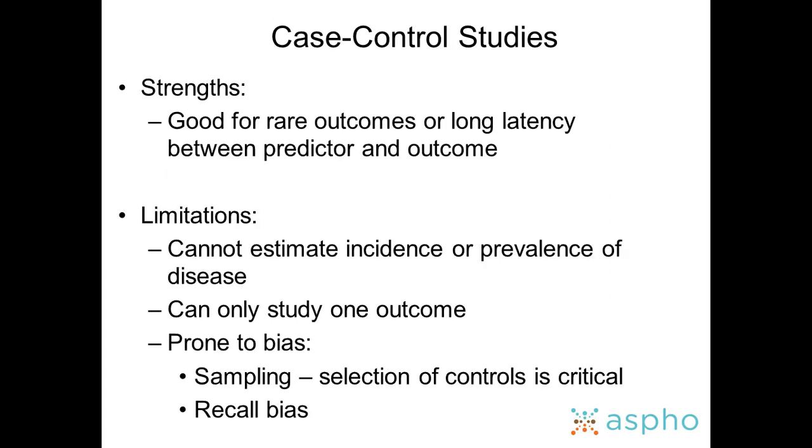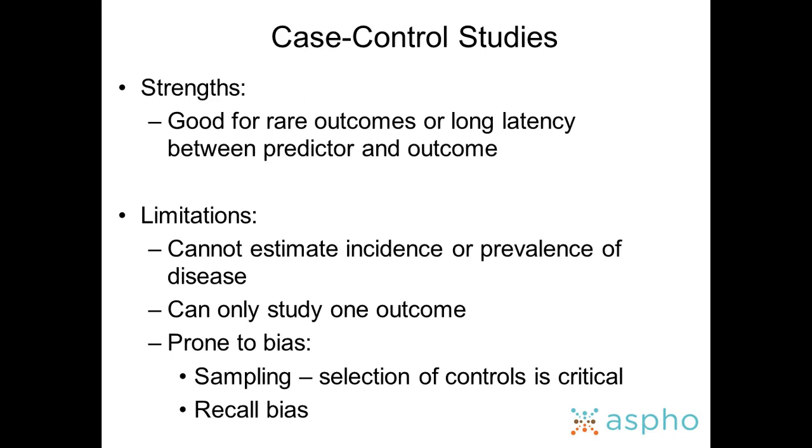So the strength of a case control study is it's good for rare outcomes. So infant ALL is a great example of that. Or if there is a long time period between your exposure and your outcome variable, because you identify your patients based on the outcome. However, the limitations are we can't estimate incidence or prevalence of the disease. We've set the prevalence, right? We've set 1 to 3 or 1 to 1 matching. We can only study one outcome at a time because that's how we've selected our participants based on the outcome. And importantly, case control studies are very prone to bias.